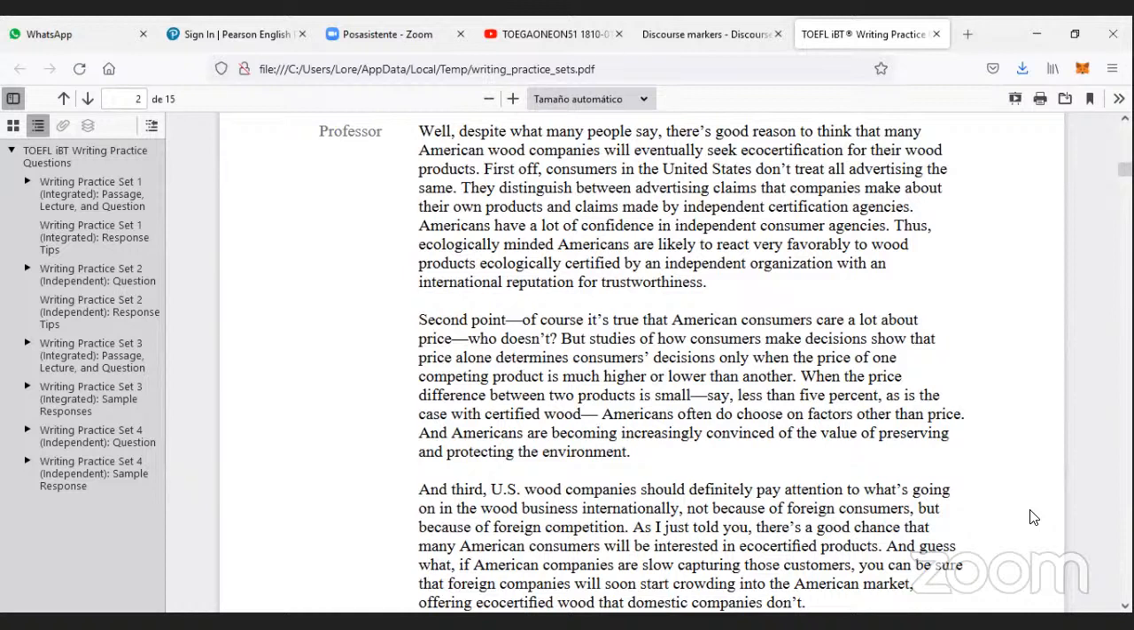And third, US wood companies should definitely pay attention to what's going on in the wood business internationally, not because of foreign consumers, but because of foreign competition. As I just told you, there's a good chance that many American consumers will be interested in eco-certified products. And guess what? If American companies are slow capturing those customers, you can be sure that foreign companies will soon start crowding into the American market, offering eco-certified wood that domestic companies don't.